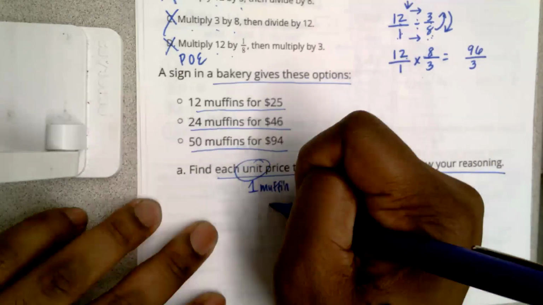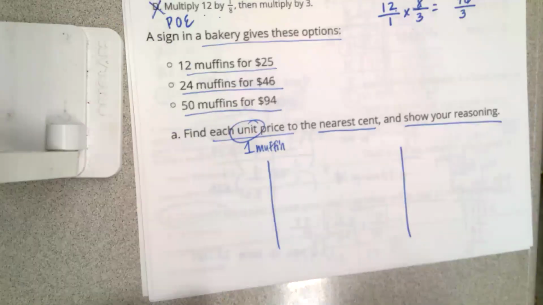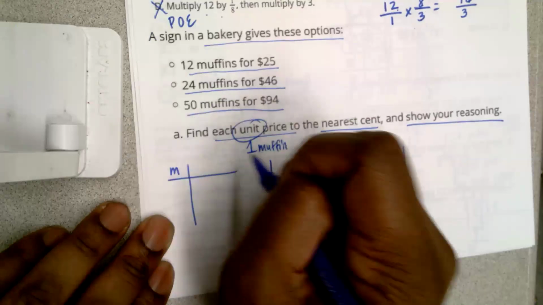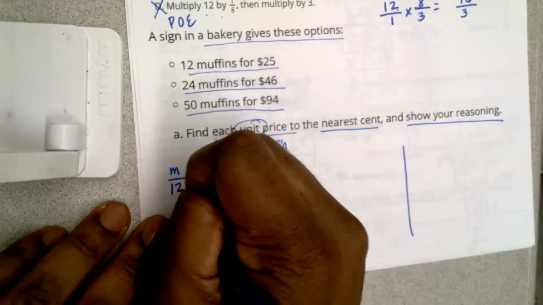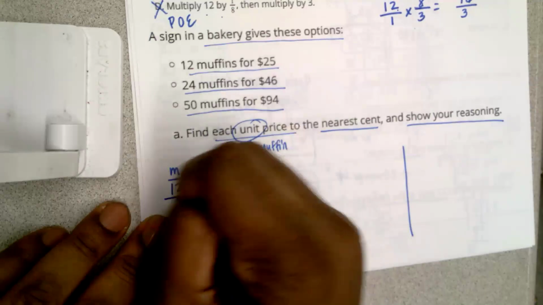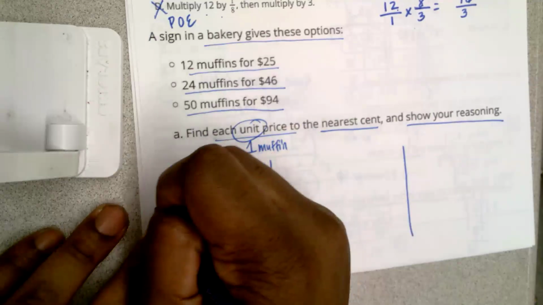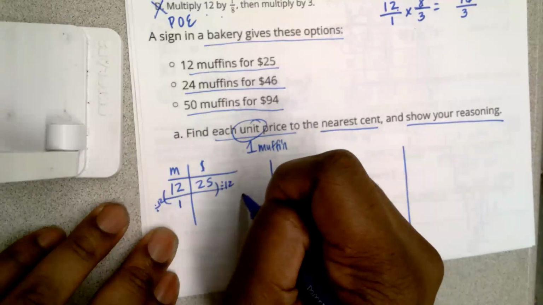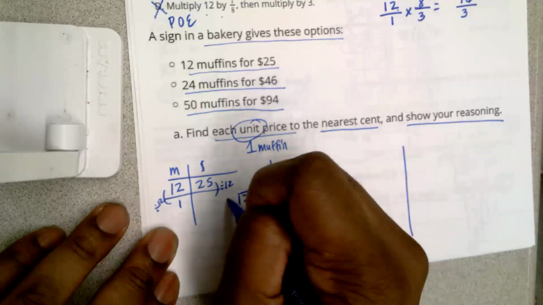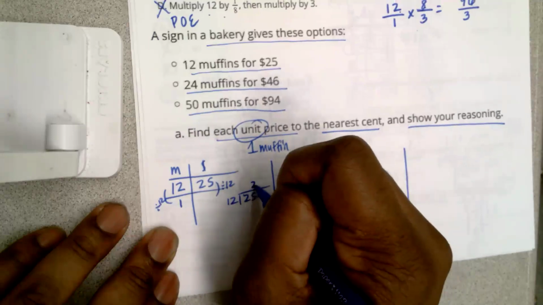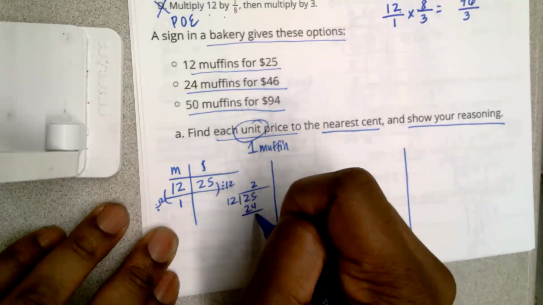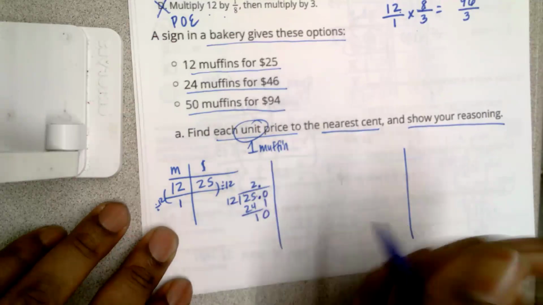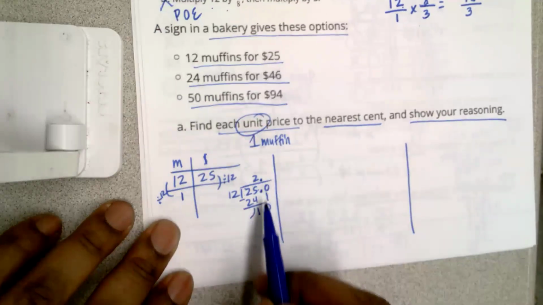Well, we have three options, so we want to create three representations. We know that we're dealing with muffins and cost, and we know 12 muffins cost $25. We're trying to find the unit rate, which is to divide by 12 on both sides. And that means 25 is being divided by 12. 12 goes into 25 two times at 24. Then you have 1. Put your decimal point, raise it up, 10. Now, after you subtract and pull down, you want to divide.